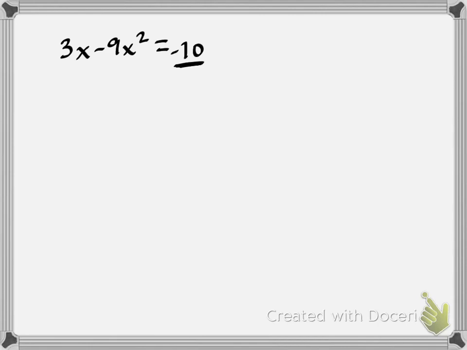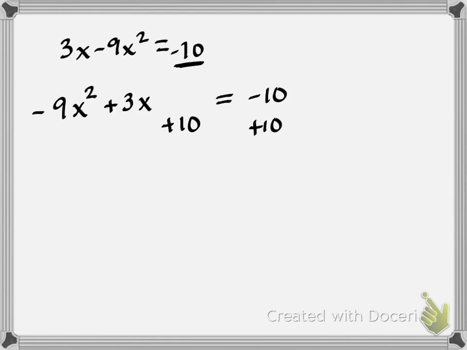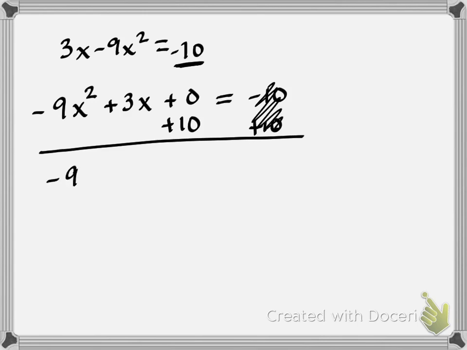For this problem, I'm going to rearrange this already. So we have negative 9x squared. That 3x was positive. I'm going to leave a little space here and I'm going to go plus 10. Now I'm going to add 10 here to both sides. And this is like a plus 0 right there. And so that becomes 0, and I have negative 9x squared plus 3x plus 10 equals 0. I have exactly what I need now in order to start the quadratic formula.